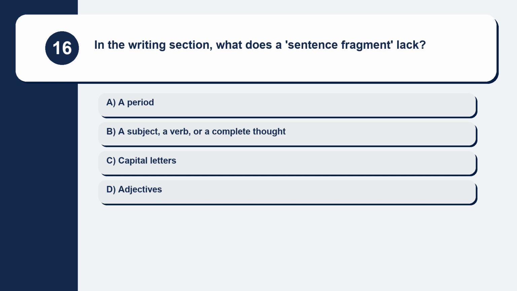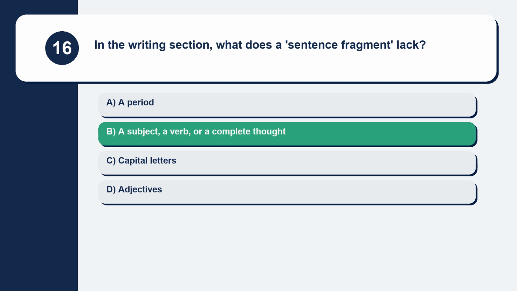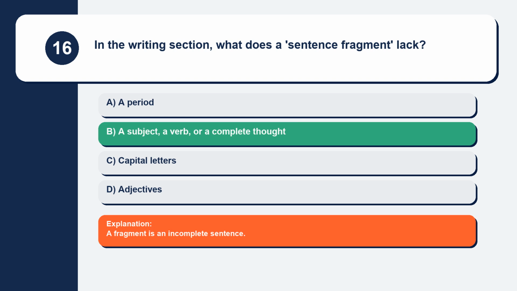Question 16. In the writing section, what does a sentence fragment lack? A period, a subject, a verb, or a complete thought. Capital letters. Adjectives. A fragment is an incomplete sentence.